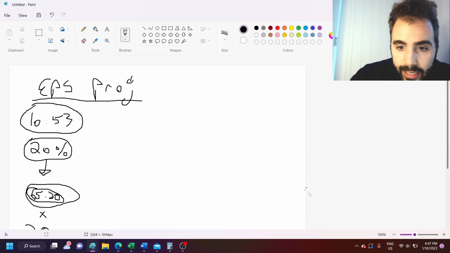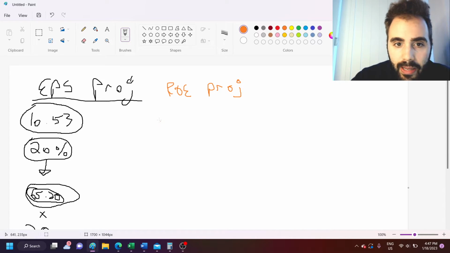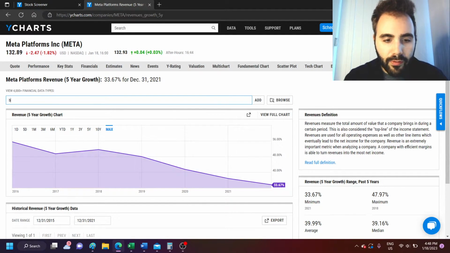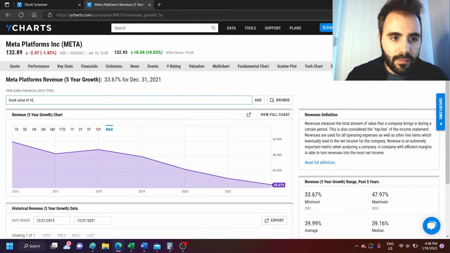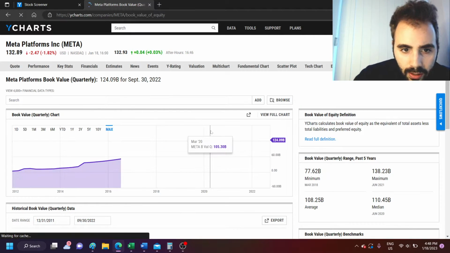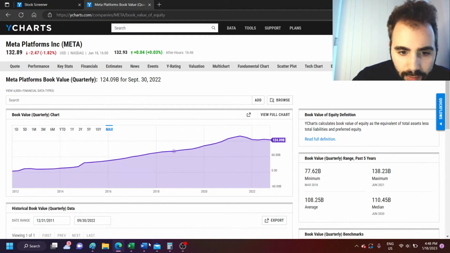We have to run our next model, which is our return on equity model. So let's do that here. We can do it in orange, return on equity projection. In order to do this, we have to project out Meta's equity base over the next 10 years. So let's do that together. We look at the book value of Meta. So book value, we can use the quarterly figure. Meta's book value is 124 billion.